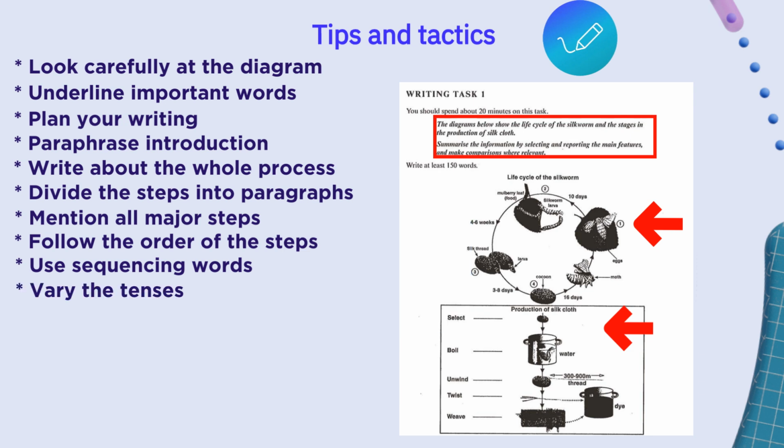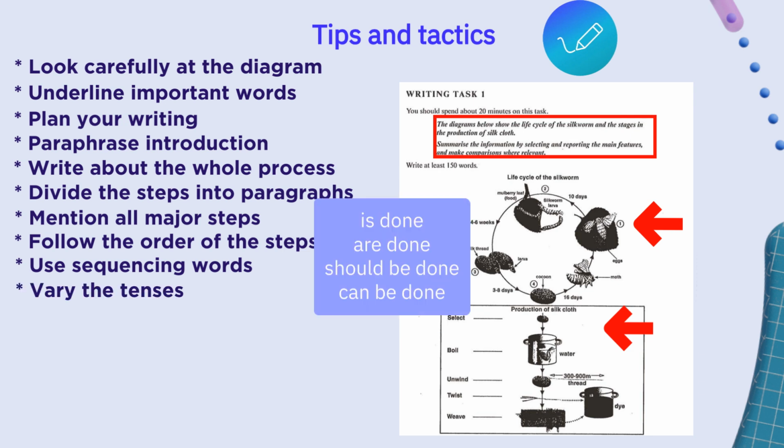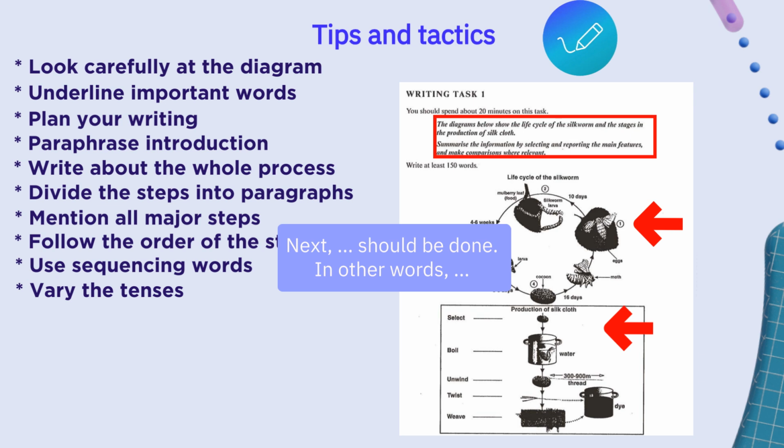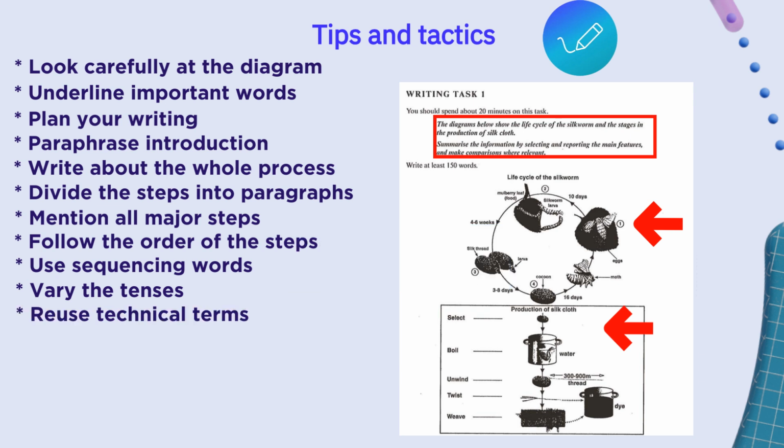You should generally use present passive verbs, is done, are done, or passive modal verbs, should be done, can be done, to describe the steps in the process. For important steps, you may want to provide examples or offer more explanation. In other words, you can reuse technical terms from the labels on the diagram, but write them in your own sentences.